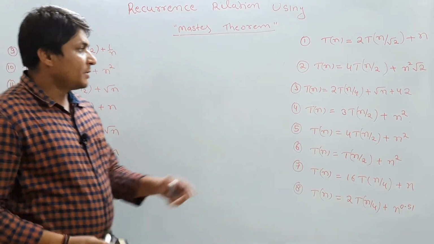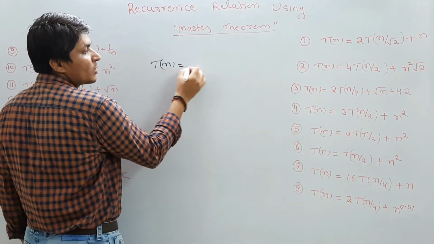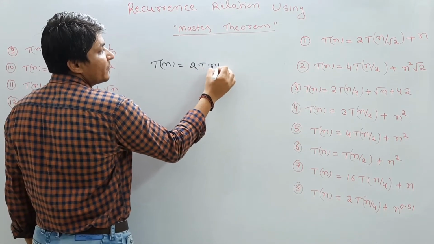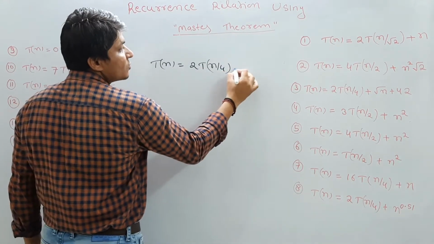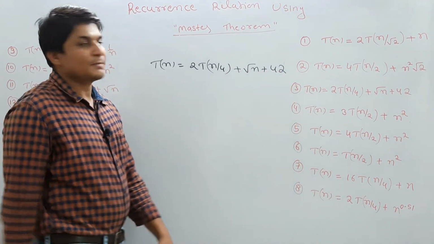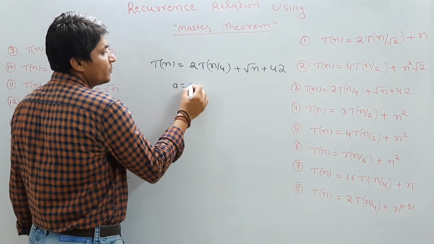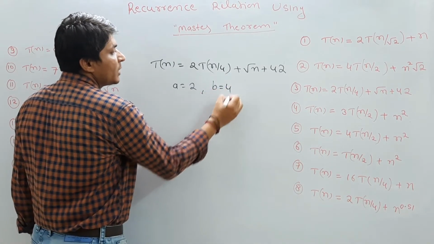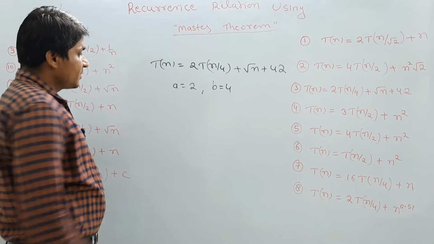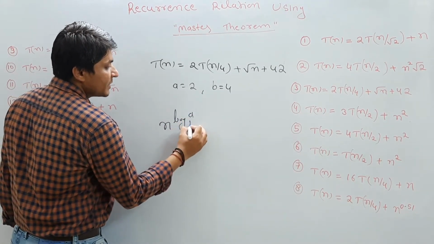What is the third example? Let me write t of n equal to 2t of n by 4 plus root n plus 42. This is example number 3. So now a value is 2 and b value is 4. Again we are going to simply calculate n raised to power log a base b.